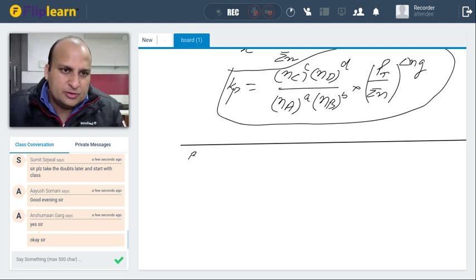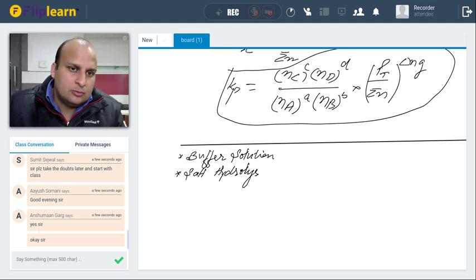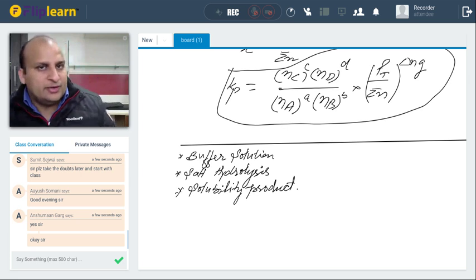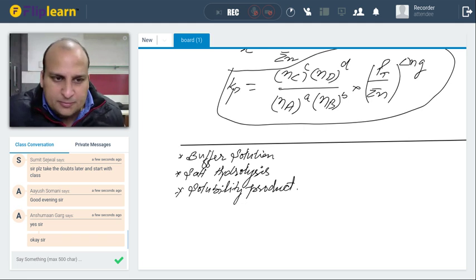So we'll be talking about buffer solution, and then we'll be talking about salt hydrolysis, and then I'll be talking about the solubility product. Okay. We may start the organic portion today itself, once this gets over. Okay. So let's start with the buffer solution. Let me take a bigger board.